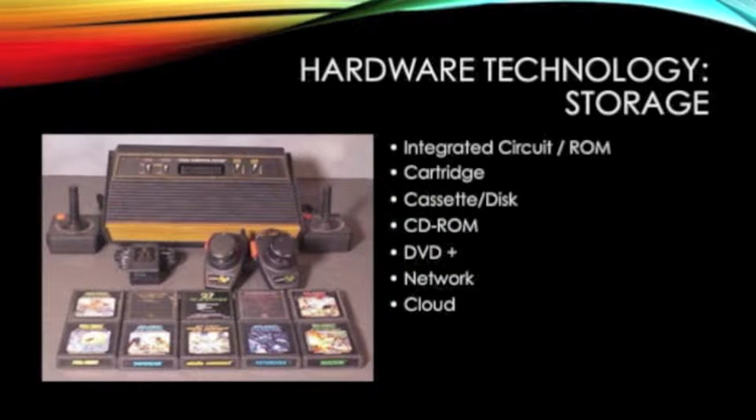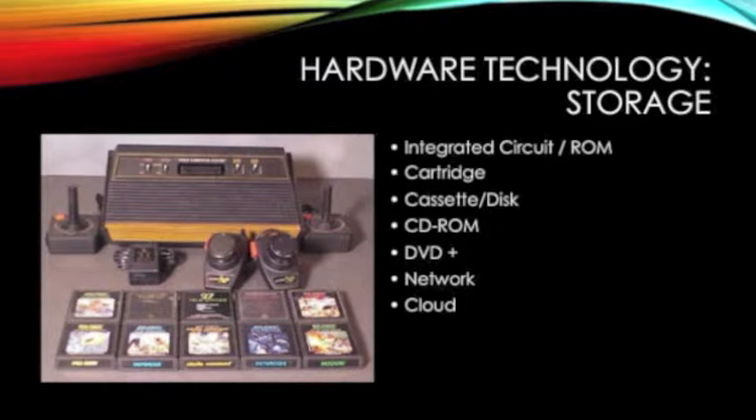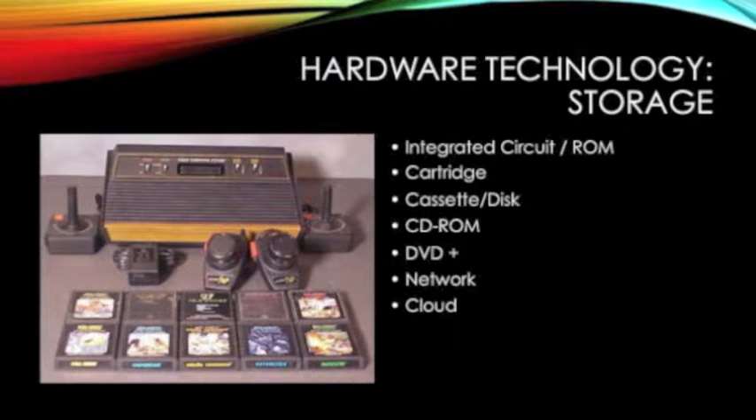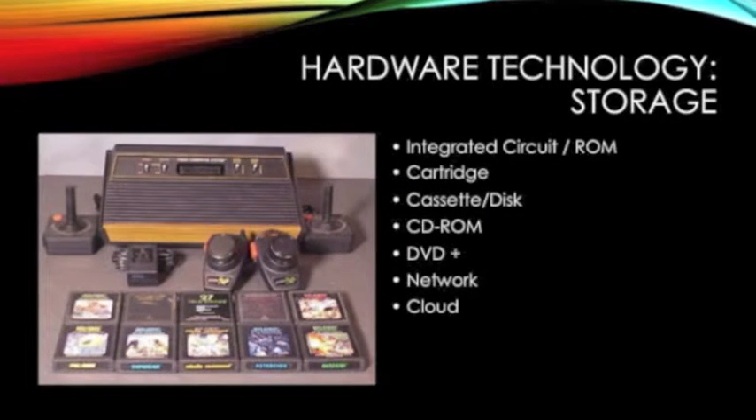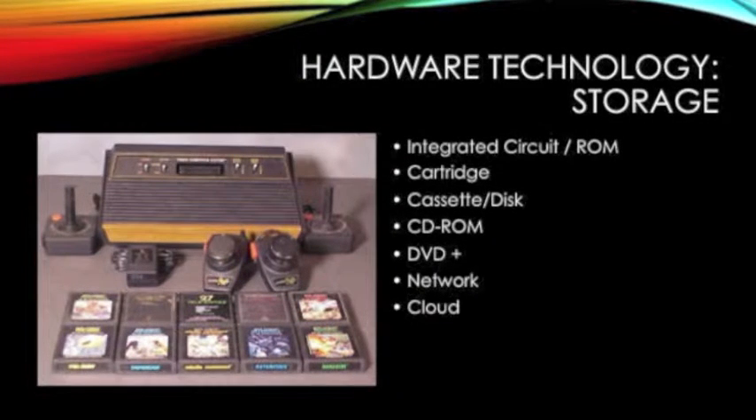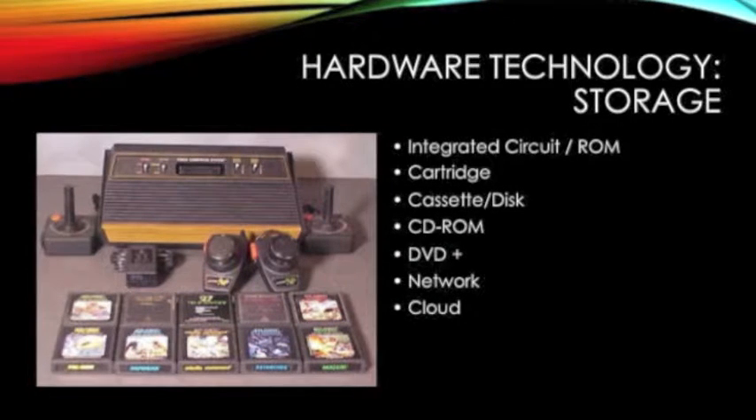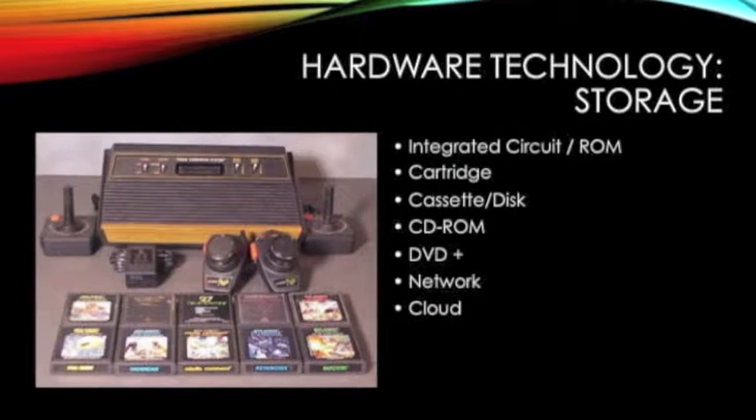Next, we're looking at storage of video game technologies. So in a gaming console, there is an integrated circuit, or the ROM, there's the cartridge for the games, the cassette or disc, CD-ROM, DVD, the network, and the cloud. These are all different forms of storage, from a hard physical storage to the cloud or a network, which is storage on servers.